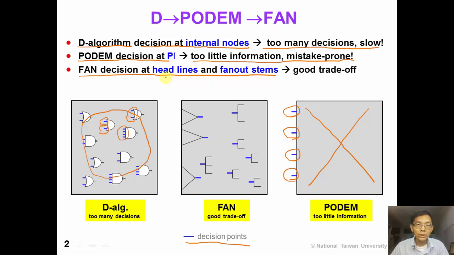The FAN algorithm only makes decisions at head lines and the fan-out stem. As you can see, the number of head lines and fan-out stems is much smaller than the number of gates, but it's more than the number of inputs. So the FAN algorithm offers a good trade-off between the number of decisions and the amount of information.